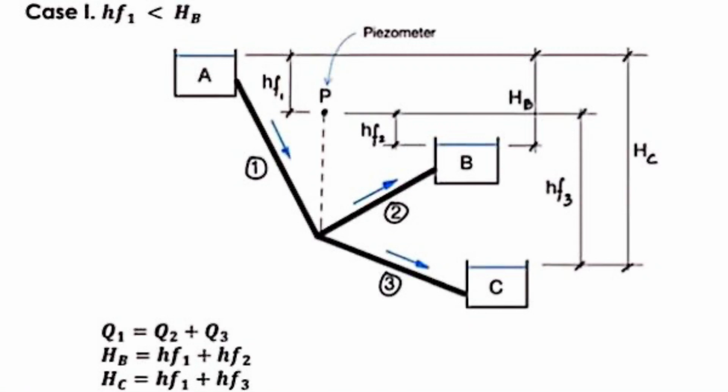Q1 is equal to Q2 plus Q3. Head in reservoir B is equal to head loss of pipe 1 plus head loss of pipe 2. Head at reservoir C is equal to head loss in pipe 1 plus head loss in pipe 3.